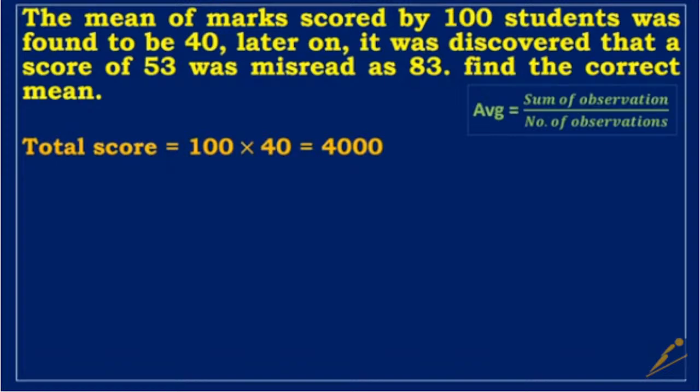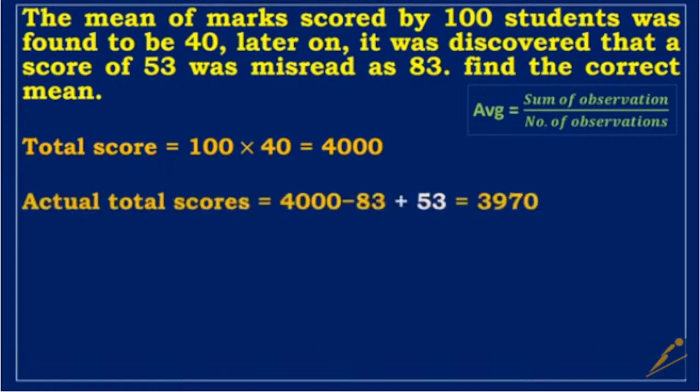First, we'll find the total of all the scores before the correction. The total score is 40 into 100, which is 4,000. Next, we'll subtract the incorrect score of 83 from the total and add the correct score of 53: 4,000 minus 83 plus 53 equals 3,970. Finally, we'll divide that number by the number of students to find the new mean.